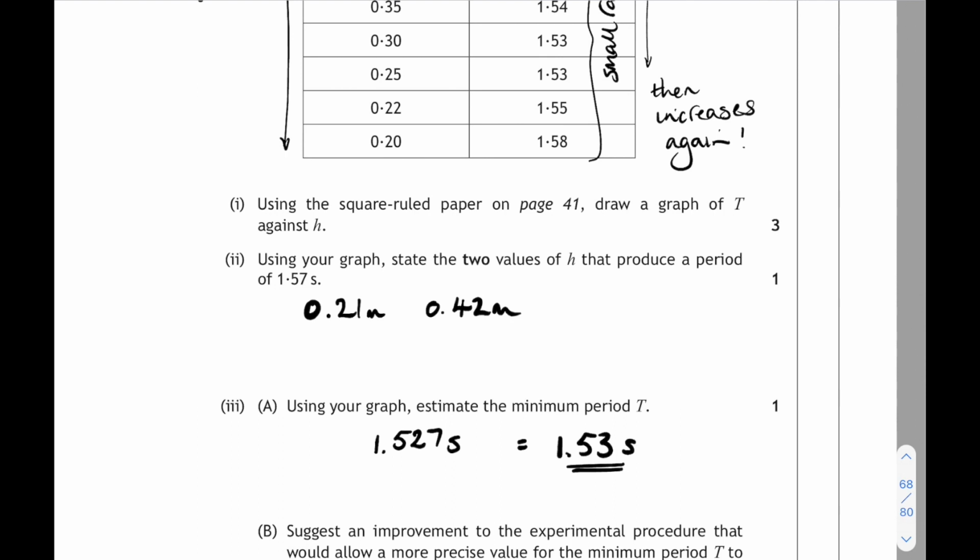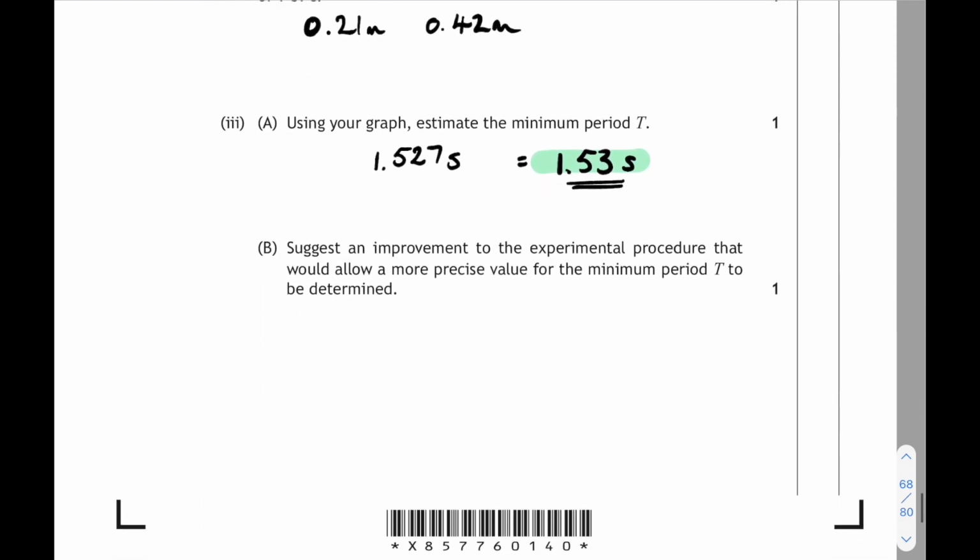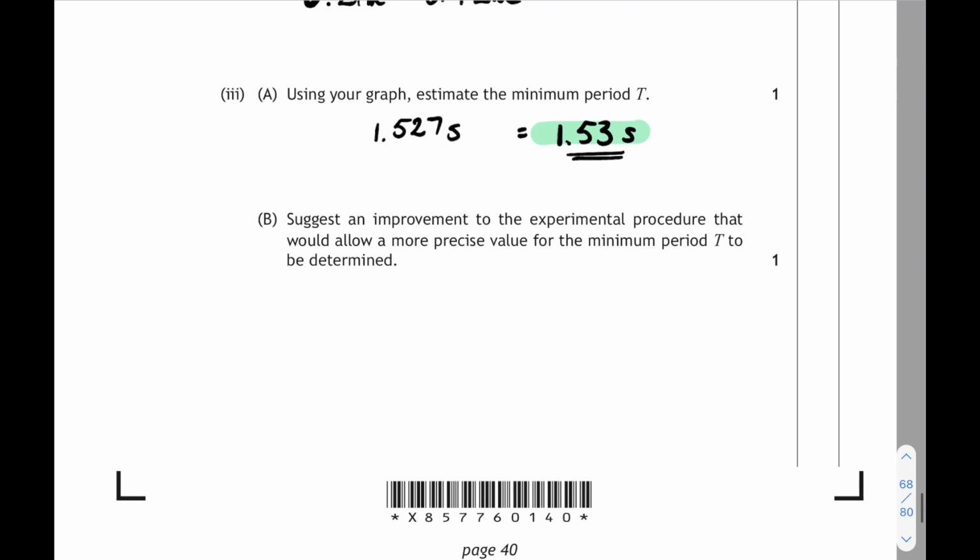because all my t values were 3 significant figures. So 1.53. Then suggest an improvement to the experimental procedure that would allow a more precise value for the minimum period to be determined. Well, more precise values for the period measurements, I suppose, would give us a more precise value of the minimum period.